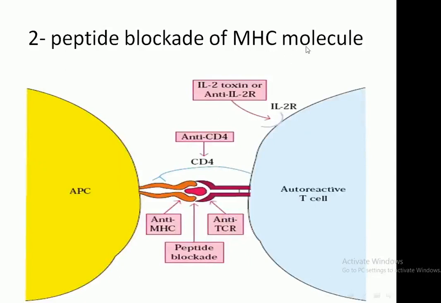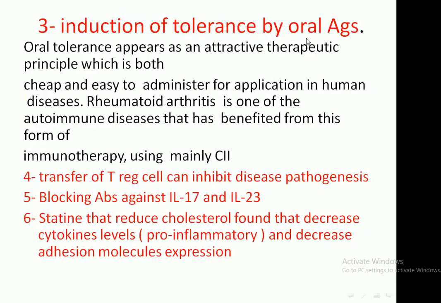And peptide blockade of the MHC molecules by synthesizing the peptide, which is located in this space instead of the cell antigen. An induction of tolerance by the oral antigen, which is cheap and easy to administer for application in human disease. Rheumatoid arthritis is one of the autoimmune diseases that had benefit from this form of immunotherapy using mainly collagen type 2. Another is transfer of Treg cells, which can inhibit disease pathogenesis.